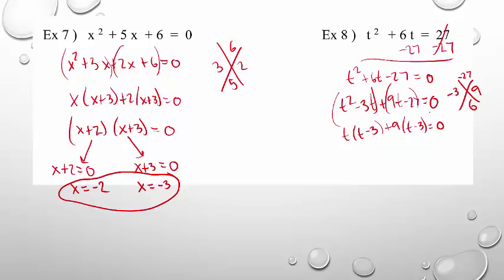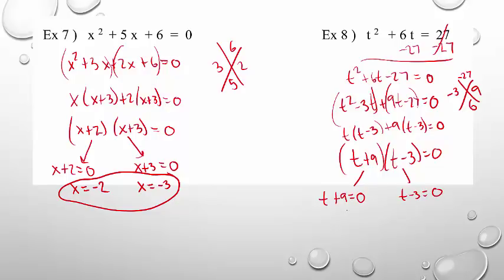Apologize, my handwriting's not the best here. All right, so all of this is the same. This is the part that's new, but it's not hard to do. So t plus 9 could equal 0, or t minus 3 could equal 0. Both would work. So if I used negative 9 or positive 3 in this equation, I would get 27.